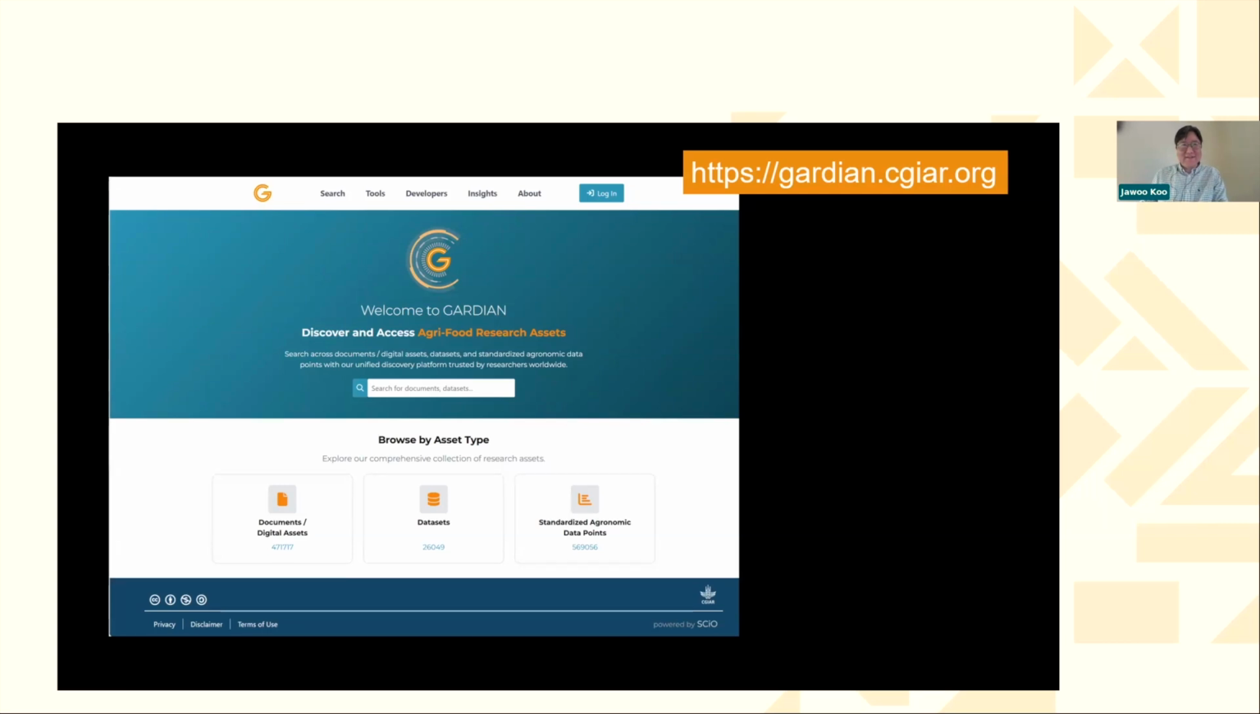I have so much to talk about for this topic. But let's start with the good news. The good news is that from the agricultural research community side, in collaboration with technical partners and research partners over the years, we have a platform called Guardian, which indexes all the openly and publicly available publications and datasets across the entire agricultural research landscape and makes them findable and accessible through this platform. I put the URL in the slide so you can take a look. It currently indexes about 470,000 documents, 26,000 datasets, and 570,000 agronomic data points.